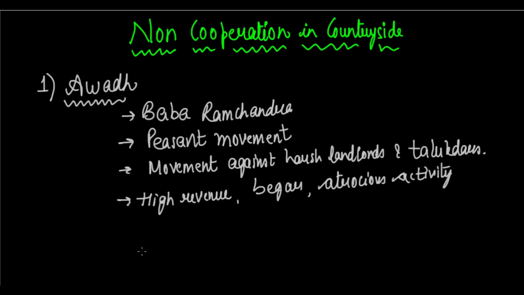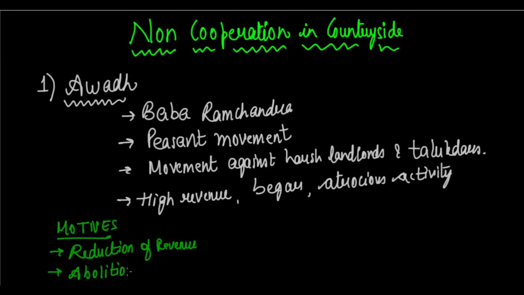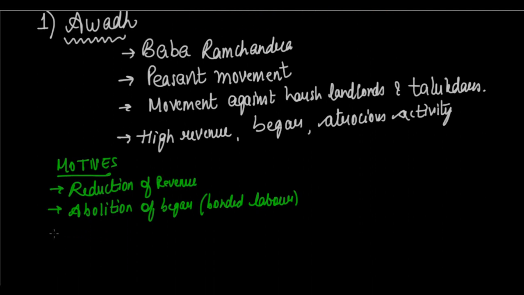And basically this was a movement against these people. The main motives of the Awadh movement were reduction of revenue, then abolition of begar, that is bonded labor, and then lastly the abolition of rich atrocious landlords. Okay, so these were the things which were intended through the Awadh movement.